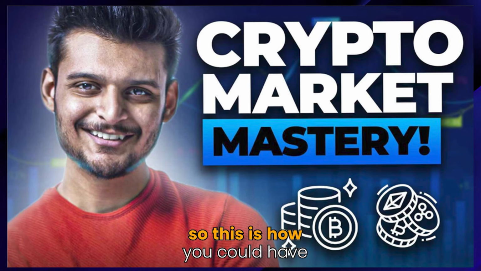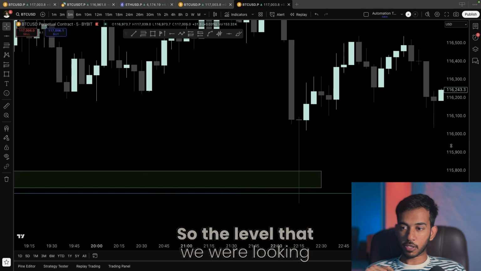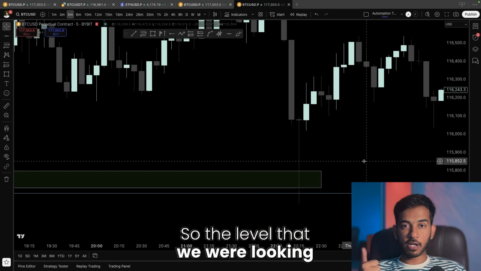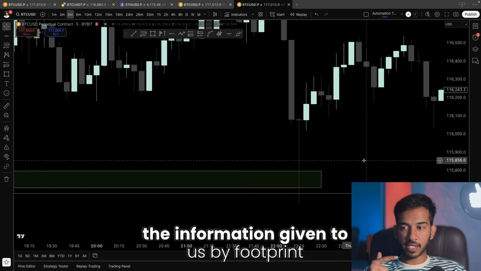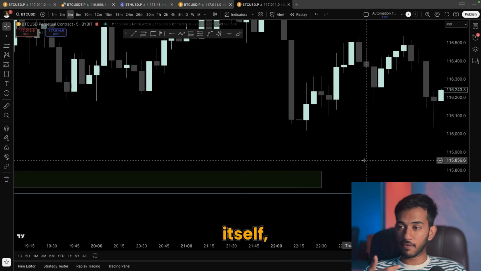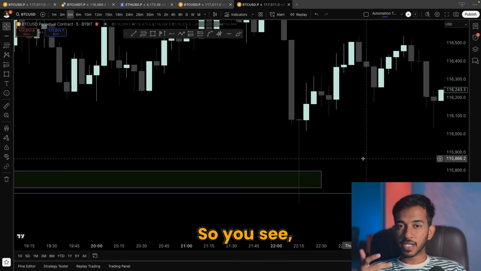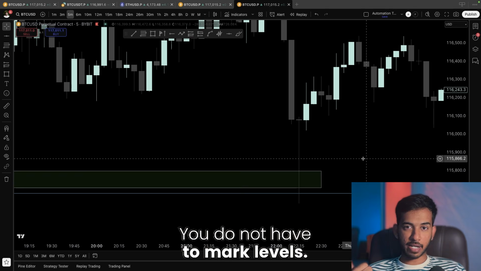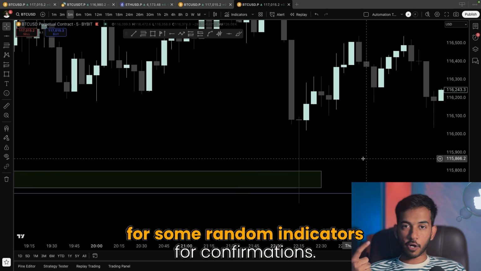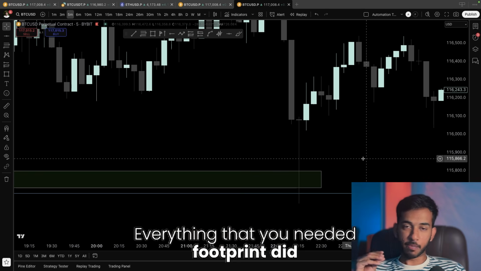All right, so this is how we could have easily spotted a reversal in the market. The level that we were looking at was given to us by footprint itself, the confirmation was given to us by footprint itself, the numbers that we were looking at were given by the footprint itself. So you see, the manual work was extremely low. You do not have to mark levels, you do not have to look for some random indicators for confirmations. Everything that you needed, footprint did it for you.